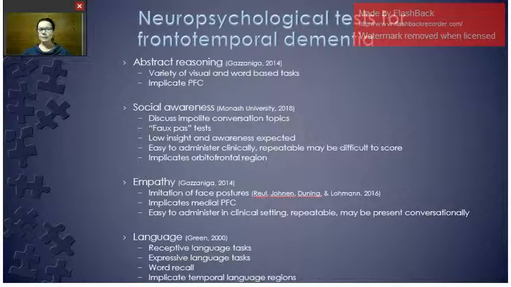We'd also test for abstract reasoning, for social awareness, for empathy, and we run a series of tests for language skills to identify those language variants of the disease. Again, we'd expect lower results on most of these tests.